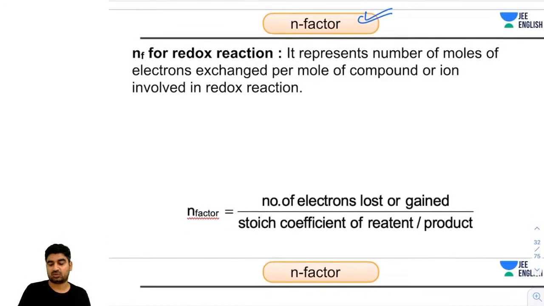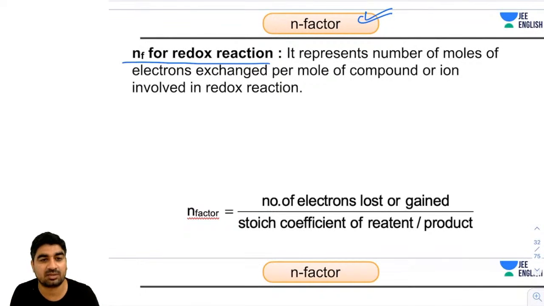So I just told you that calculation of n factor is different for redox and for non-redox, and the way to calculate the n factors will also be different. So guys, how will I calculate the n factor now? So let me tell you. N factor for redox, and you know the redox. Redox reaction is the reaction in which oxidation number of atoms is changing.